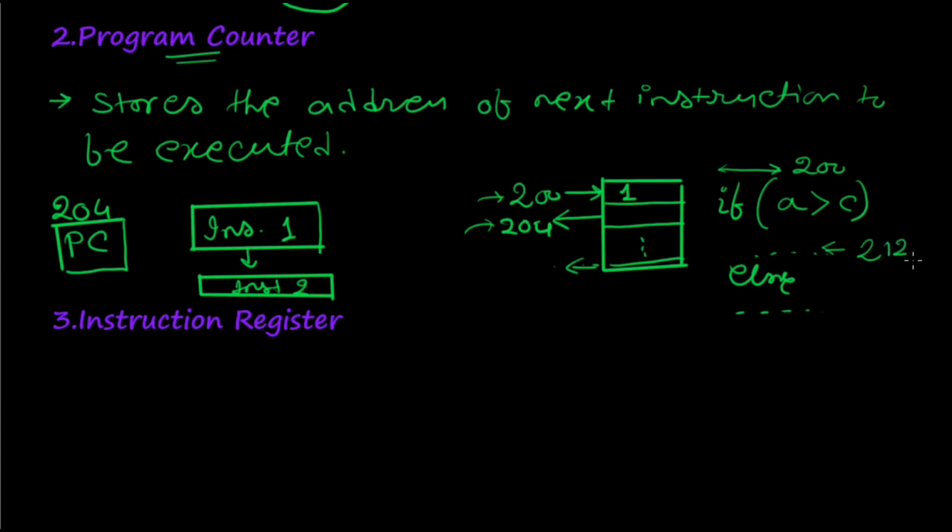Suppose 212 is here somewhere. So what happens is this PC will automatically get updated if this check is found to be true. So PC will now contain 212 and the program will jump from 200 to 212. So 204 and these instructions are not executed now. They will be executed later, but now the 212 instruction will be executed.